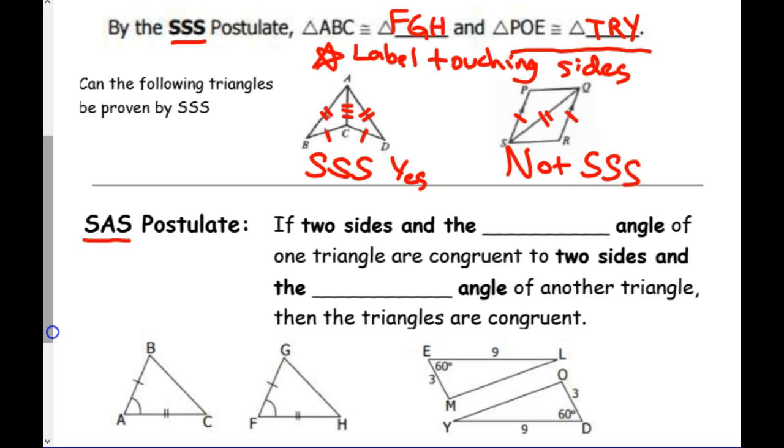Miss Merrill loves it. Wait. All right, wait. So, if two sides and the included angle. So, included means, what does it mean to be included?